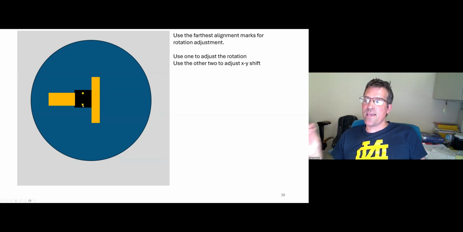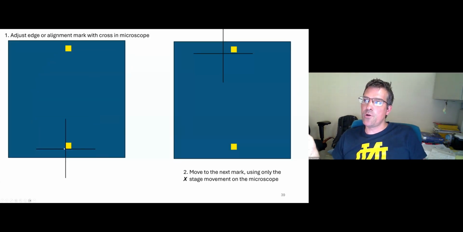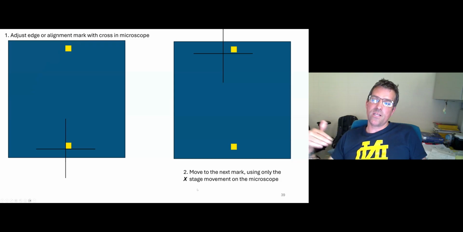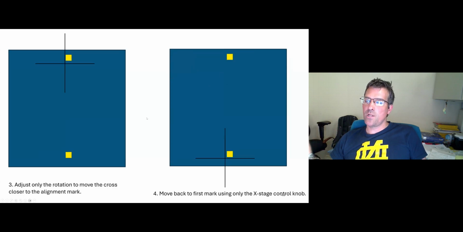In that case, you can get a very quick adjustment in rotation. For example, in the first step, make the crosshair on the alignment microscope aligned with the edge of the square of this alignment mark, and then move to the other alignment mark, but only using the X knob on the stage control. So just move it there. Then you will probably end up something like here, where the cross is a little lower and a little left from the alignment mark. Then make a small change on the table rotation to move this cross closer to your alignment mark.